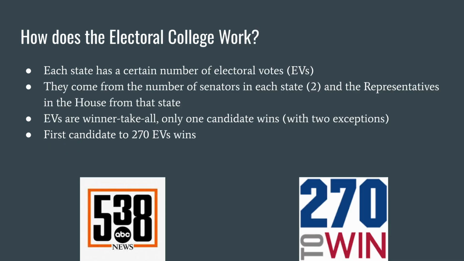Each state has a certain number of electoral votes. They come from the number of senators in each state, which is 2, and the representatives in the House from that state. For example, small states like Vermont and North Dakota only have 3 electoral votes, while larger states like Texas and California have 40 and 54 respectively. Illinois has 19 electoral votes, with 2 senators and 17 representatives in the House.